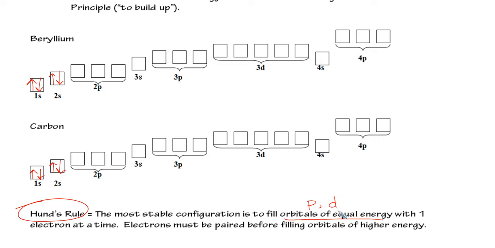So for example, this is wrong. Let's say that these are the p orbitals. Those are the 2p orbitals. We would not do this. 1, 2. That's a sad face. That's bad. Here's the deal. I've got 2 electrons that I need to put in orbitals. I have 3 available orbitals. Why would I pair them?